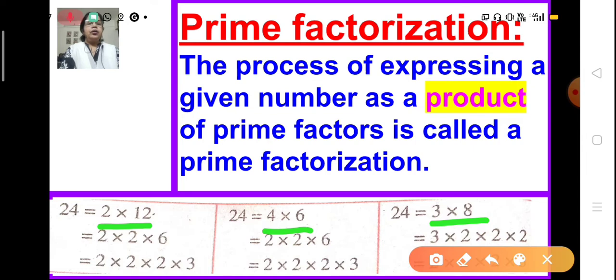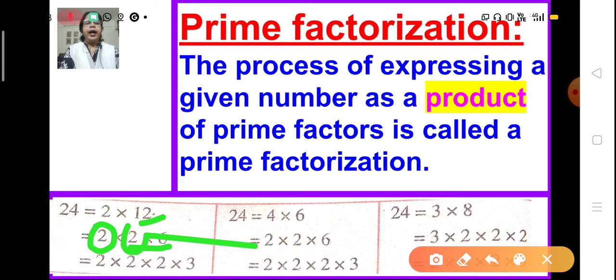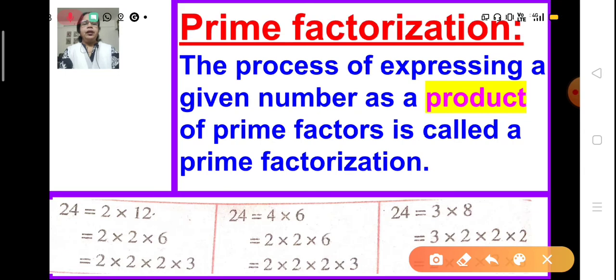Now here, in the first expression, 2 is a prime number and 12 is a composite number. So again we split 12 into two parts, that is 2 into 6. Now here also we have 2 as a prime number and 6 is a composite number. So 6 can again be expressed as 2 into 3. So finally we get the expression like this. It is 2 into 2 into 2 into 3. And here we have all the factors of 24 as prime numbers, isn't it? So this expression is known as the prime factorization of the number 24.